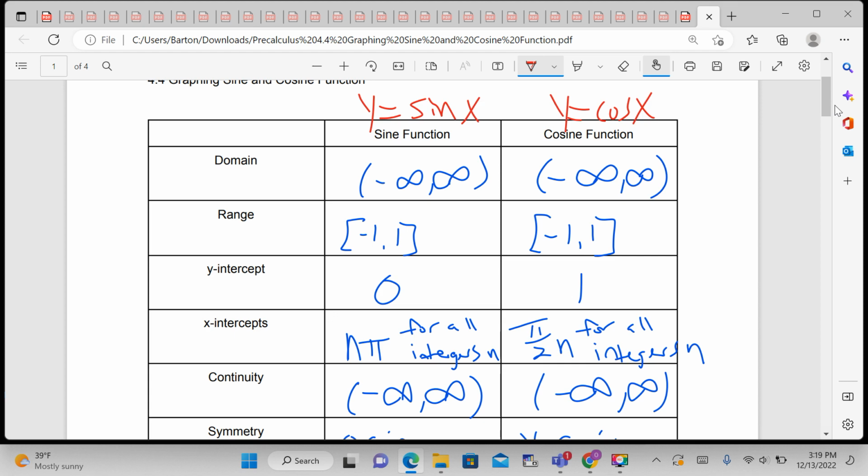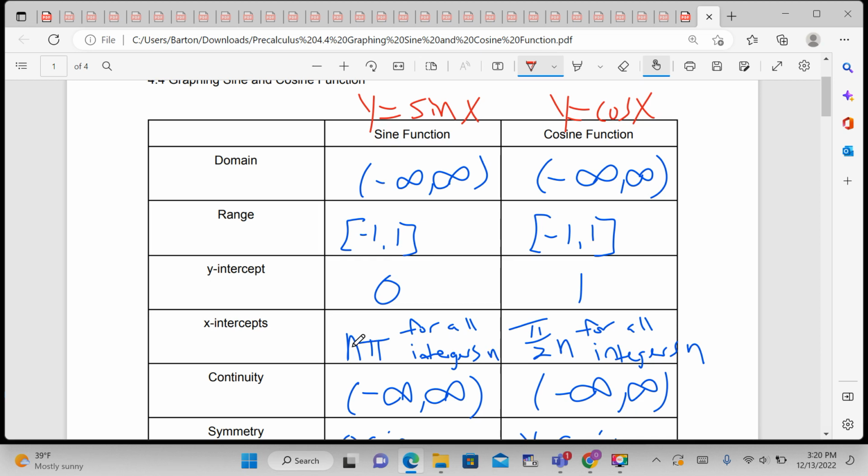Y-intercept for your sine function is 0, for your cosine function it's 1. If you think about it, if you put 0 in, sine of 0 is 0, and cosine of 0 is 1. Now the x-intercept looks confusing, but it's not meant to be. It's n pi, for all integers n, because no matter whether you put 1, 2, 3, -1, -2, -3, there's going to be an x-intercept of that value, as opposed to cosine, which is pi over 2 times n.